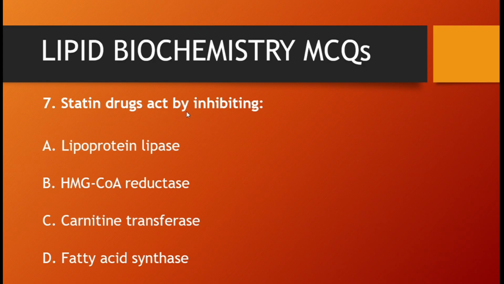Statin drugs act by inhibiting... it is a drug they give to an individual that has low density lipoproteins present in their body. So statin drugs act by inhibiting A. Lipoprotein lipase. B. HMG-CoA reductase. C. Carnitine transferase. D. Fatty acid synthase. The correct option here is B, HMG-CoA reductase.